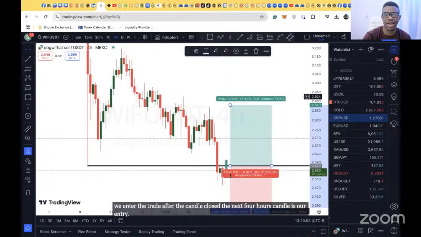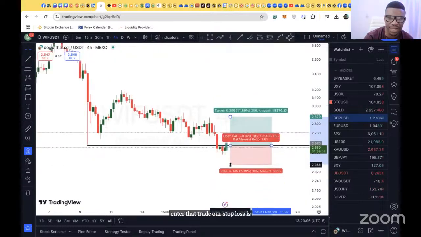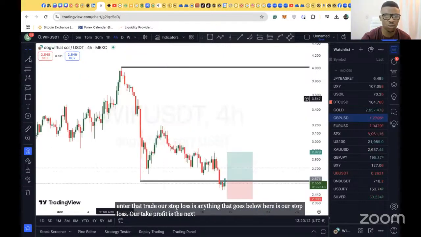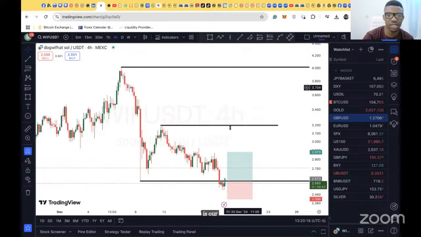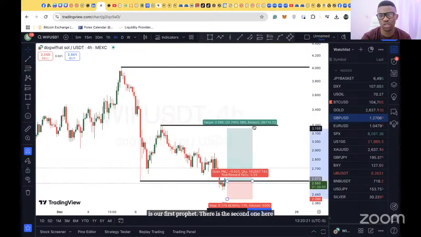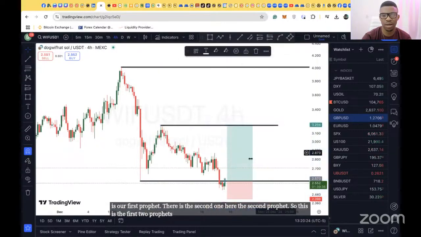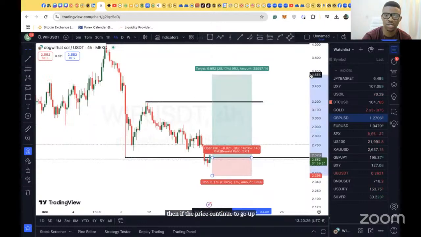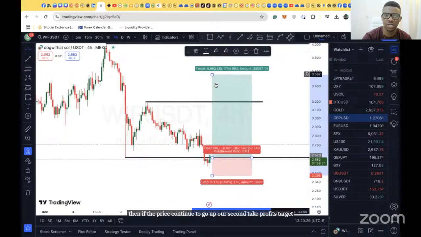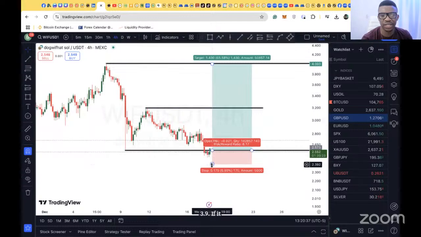We enter that trade. Our stop loss is anything that goes below here. Our take profit is the next high available. There is a high available here, which is our first take profit. There is the second one here, which is our second take profit. So this is the first take profit, 3.2. Then if the price continues to go up, our second take profit target will be this, 3.9. If it doesn't work out, our stop loss is right here, $2.